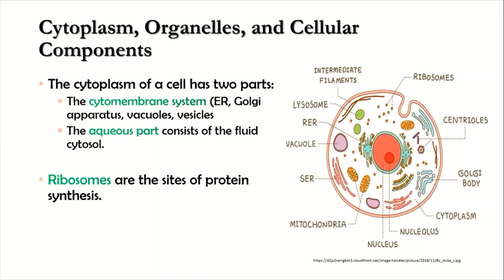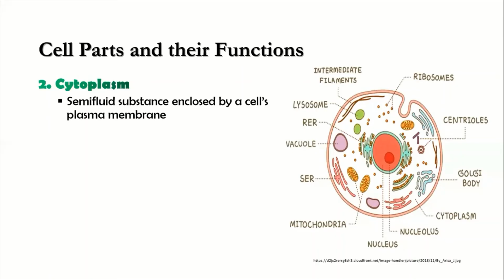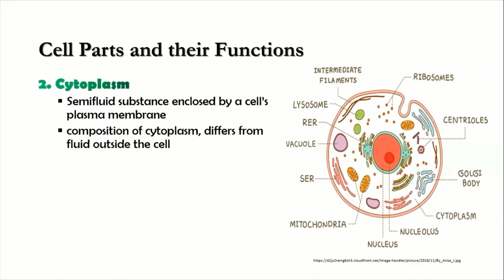In your cytoplasm, for the prokaryotic cells, you would see your ribosomes embedded in it. These are the sites of protein synthesis, and clusters of these are called polyribosomes. Now we have your cytoplasm. In this picture, you would see the clear area where everything is located; that is your cytoplasm. It is a semi-fluid substance enclosed by a cell's plasma membrane, and the composition of cytoplasm differs from the fluid outside the cell.